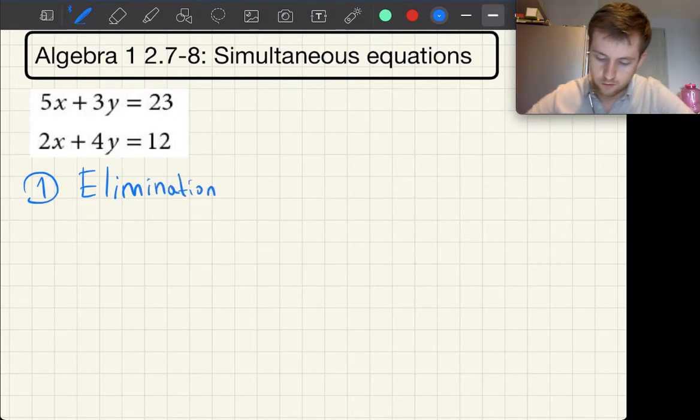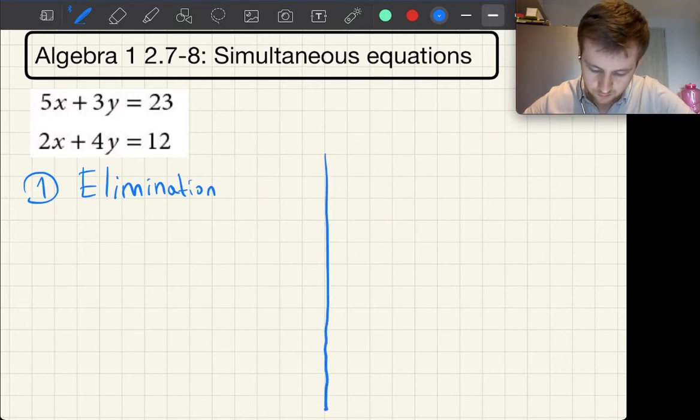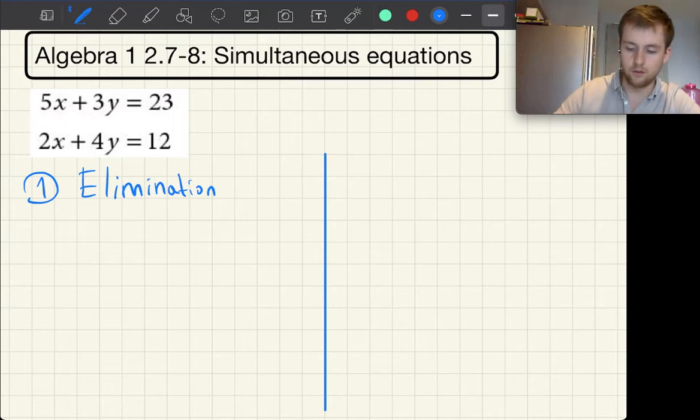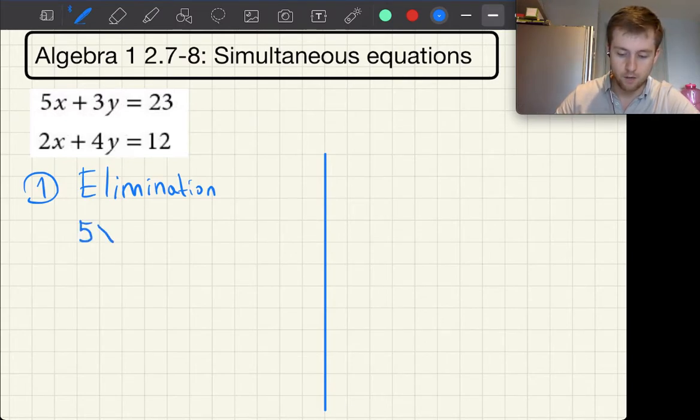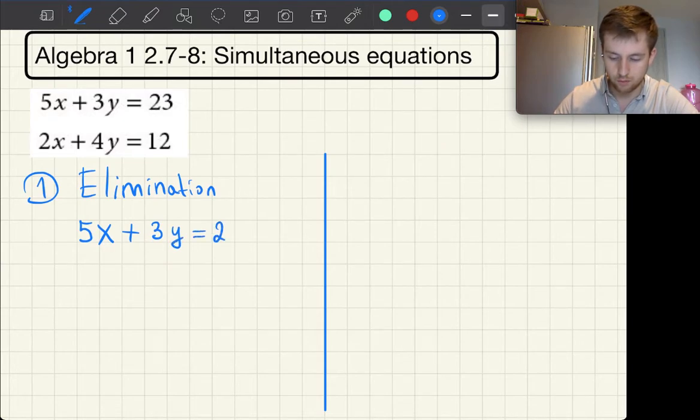Elimination. I think I'm gonna split this kind of in half. Okay, so the first way to solve simultaneous equations, the first method, is called the Elimination Method. The purpose is basically to eliminate one of the variables, so either x or y has to be eliminated. I'm going to try to keep it all together.